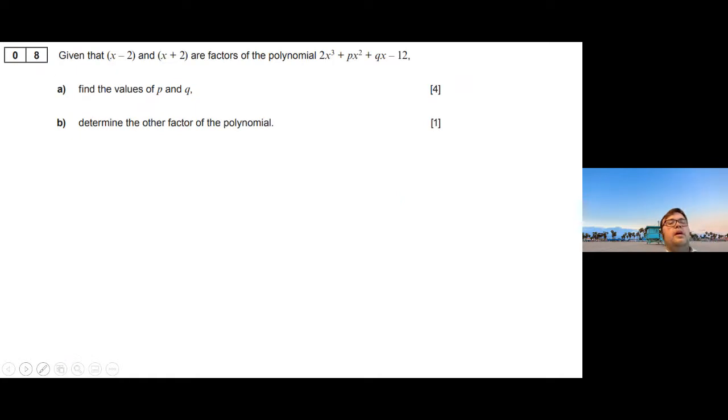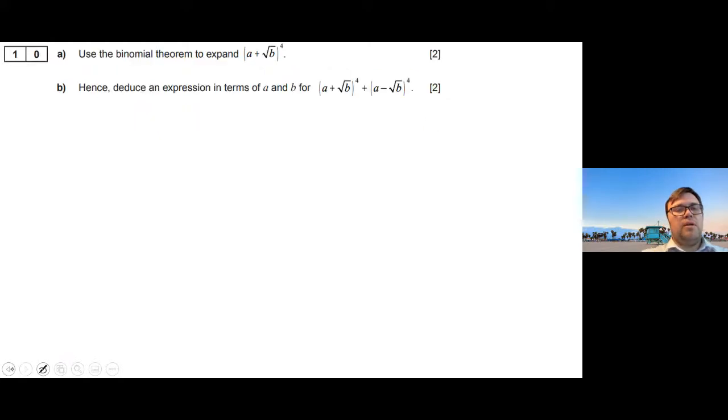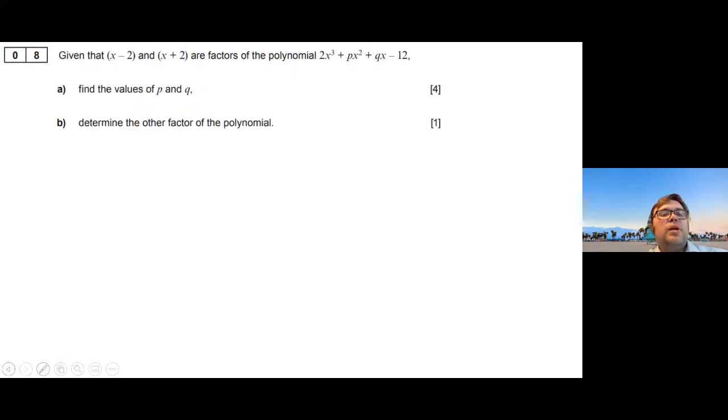And the next question. Question 8, given that x minus 2 and x plus 2 are factors of the polynomial 2x cubed plus px squared plus qx minus 12. So find the values of p and q, determine the other factor of the polynomial. Okay, so this is the factor theorem. You have probably been taught straight away to put f of x equals 2x cubed plus px squared plus qx minus 12.